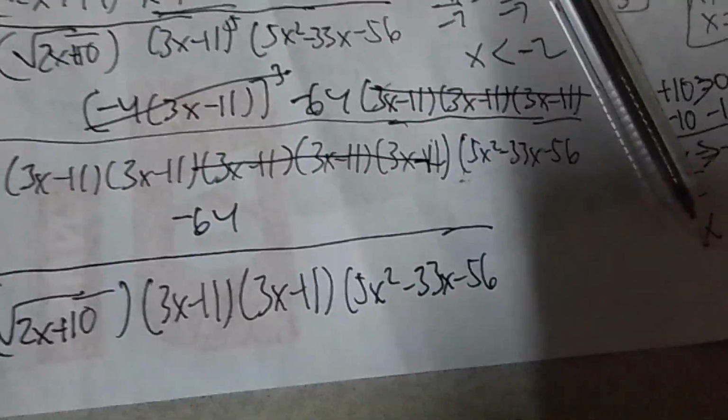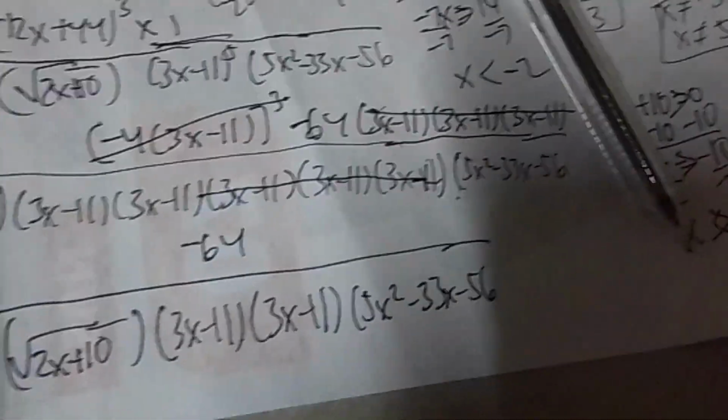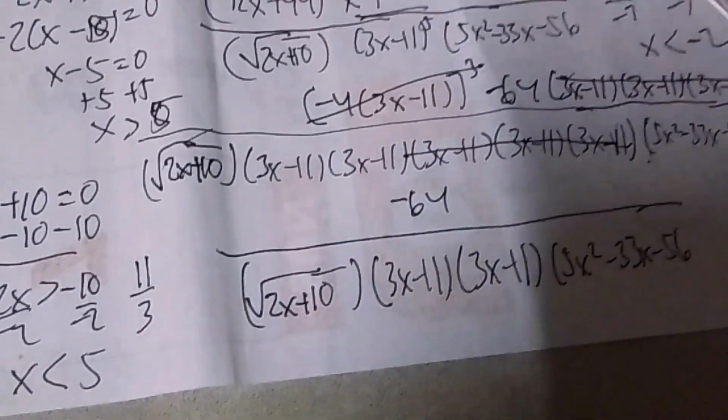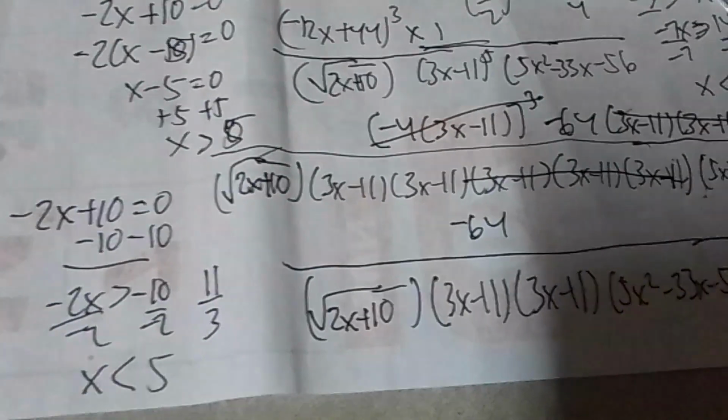Next, we have 3x minus 11. We know that the domain should not be equivalent to 11 thirds. So our domain should be less than 5. We know our domain should not be 11 thirds. Because remember, 11 thirds will make the function undefined. Diba? Because that automatically becomes 0.